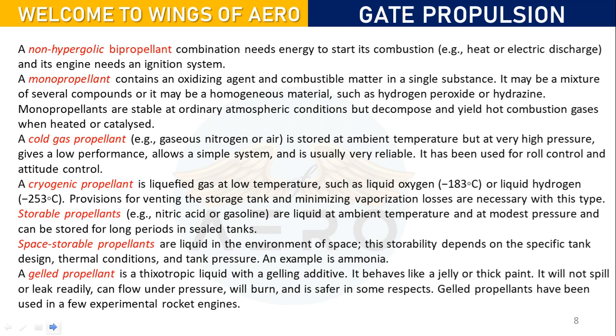Okay, so I hope you have noted down all the points, right? Next comes non-hypergolic. Non-hypergolic is like which needs an energy to start the combustion. So the particular engine needs an igniter, right? So such kind of propellants will be called hypergolic. Monopropellant we have discussed, then cold gas propellant, cryogenic propellant, storable propellant, space storable propellant, gel propellant. There are many types, but those are the very important ones which we have discussed.